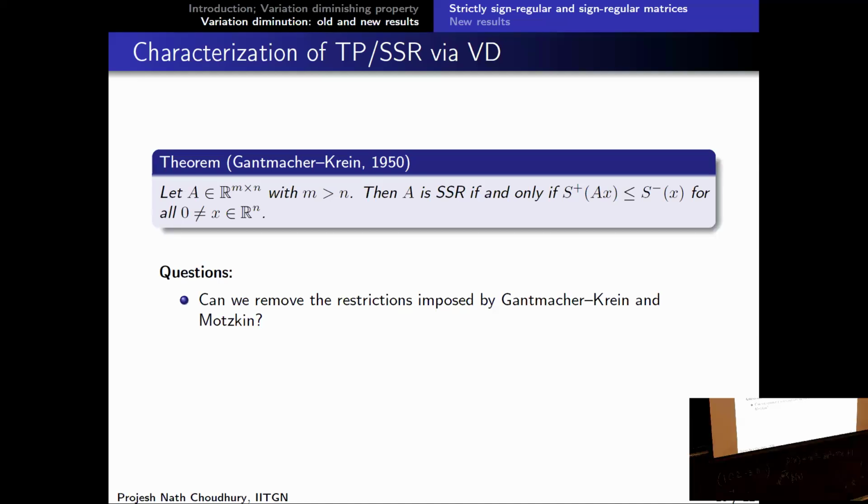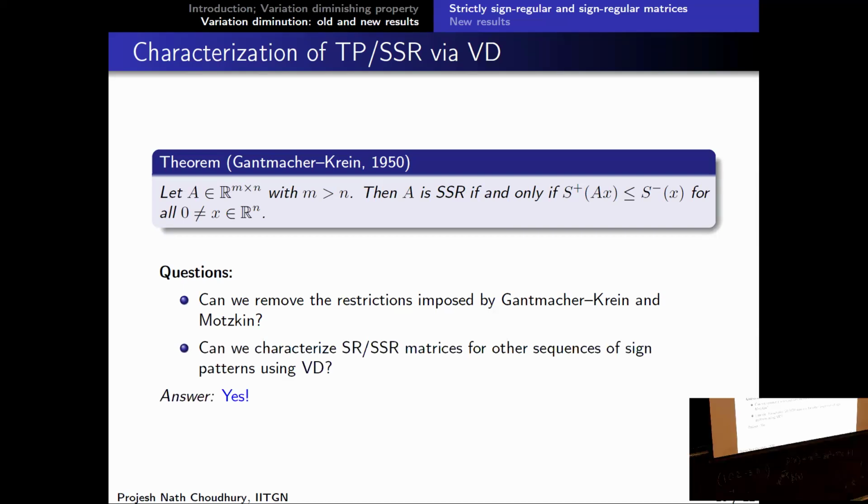So this leads us to the following questions. Can we remove the restrictions imposed by Gantmacher-Krein here, or Motzkin, that is the rank hypothesis, that the rank of the matrix must be n? Gantmacher-Krein were able to characterize totally positive and totally non-negative matrices, so basically that is a particular sign pattern, where all signs are one. Can we characterize SR or SSR matrices or other sequences of sign patterns?